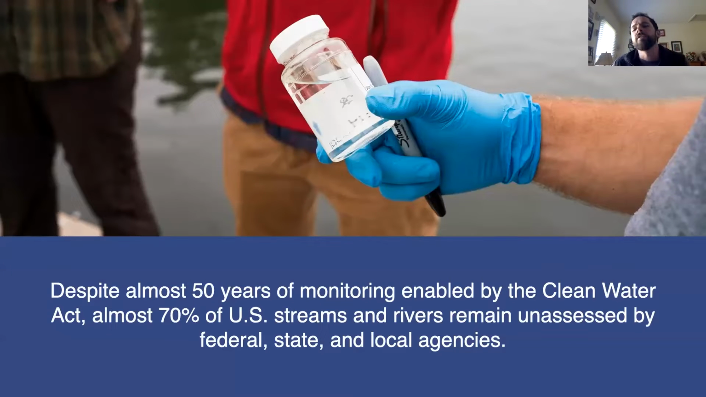This stat is as of, I think, a couple years ago, but it probably still holds pretty true. Despite 50 years, I know this is the 50-year anniversary of the Clean Water Act here, there are still around 70% of US streams that are unassessed by federal, state, or local municipalities. So that leaves a massive data gap in water quality. There could be a stream somewhere that's not being assessed that has some massive polluter on it, and we don't know.